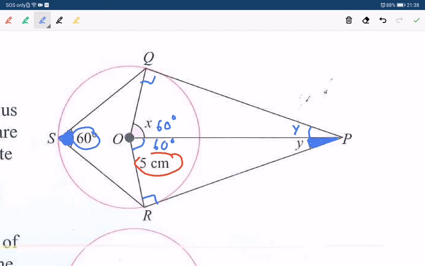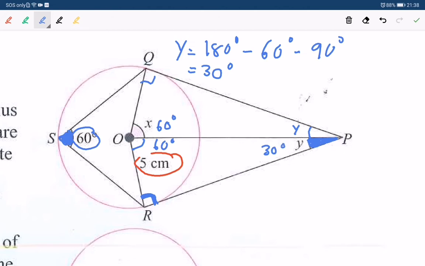So we can find the value of Y, which is equal to 180 minus 60 minus 90. Why? Because we know already here is 90 degrees because it is a tangent to a circle. So the answer will be 180 minus 90 minus 60 equals 30. So we get the value of Y equal to 30 degrees. Okay, done. Question number B.